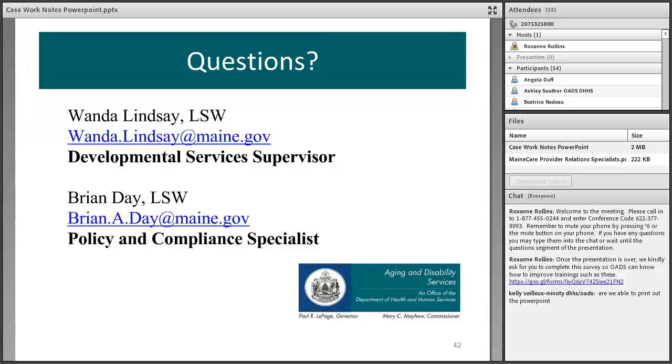Are we able to print out the PowerPoint? Yes, you are. In the Files pod, right above the chat box in Adobe Connect, you'll be able to download it that way. If for some reason you're having a hard time getting that to work, you can send me an email, brian.a.day@maine.gov, and I can send it back in an attachment.